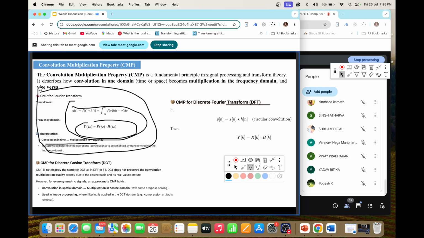So again I am repeating, what is the CMP? That is the convolution multiplication property. Okay, it's a fundamental principle in signal processing and transform theory. It describes how a convolution in one domain becomes multiplication in the frequency domain. Earlier there is a convolution operation that we do in the spatial domain or time domain, but whenever we choose the frequency domain, we do the multiplication operation. So our work will be much easier. This property is known as the convolution multiplication property, or CMP.